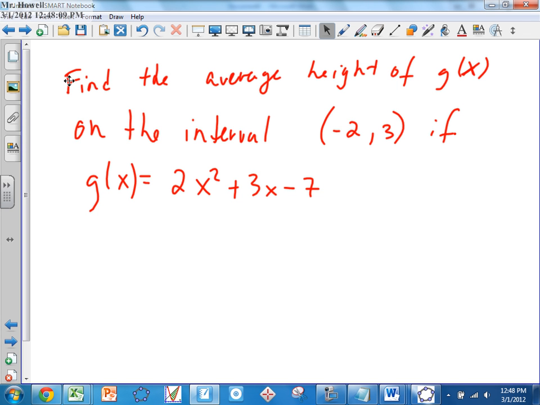Your book, if you want to write this down, does a good job of explaining this on page 286 to 287, the very bottom of 286. So in case you want to see a picture of this too, it's in your textbook.